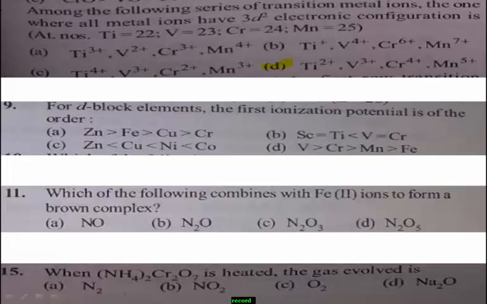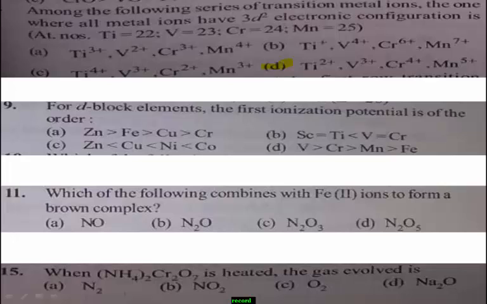Next, question number 9. For D block elements, the first ionization potential is of the order. They have given respective orders in the A, B, C, D options. Carefully observe the given options.